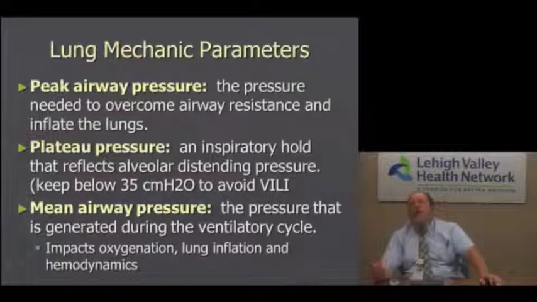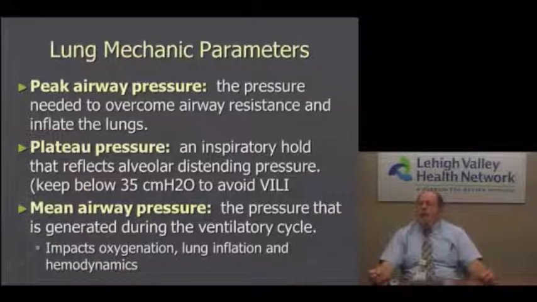The plateau pressure comes from a period of inspiratory hold. When you're doing pressure ventilation, the peak airway pressure is usually the plateau pressure. When that number goes above 35, we know we're going to have ventilator-induced injury. So the plateau pressure is a much better value of what the lung is seeing compared to peak airway pressure. So when that's high, we know we're going to get ventilator-induced injury.